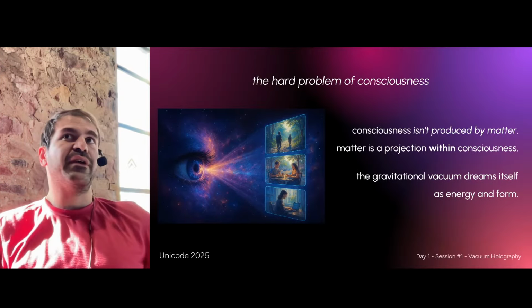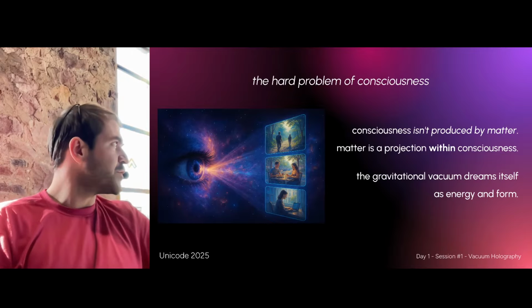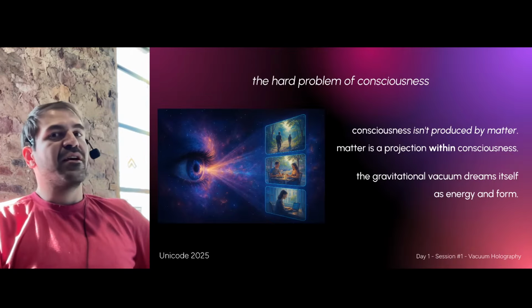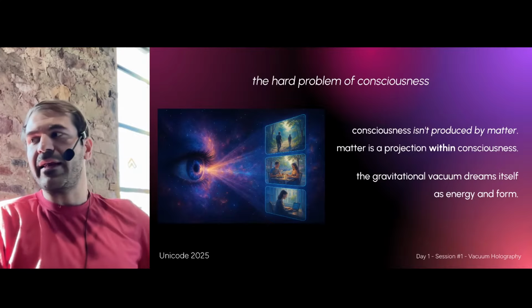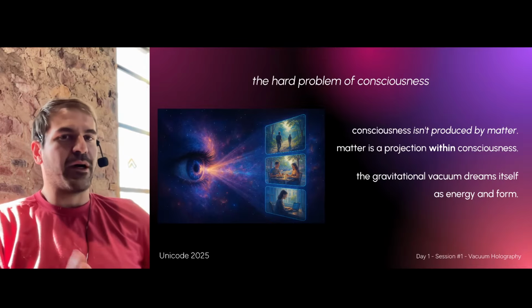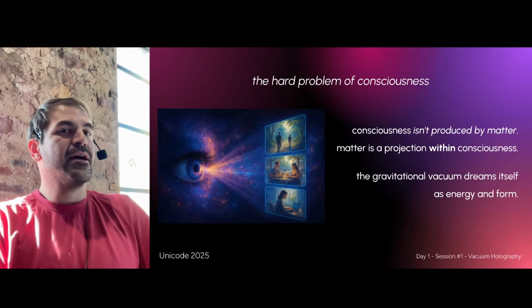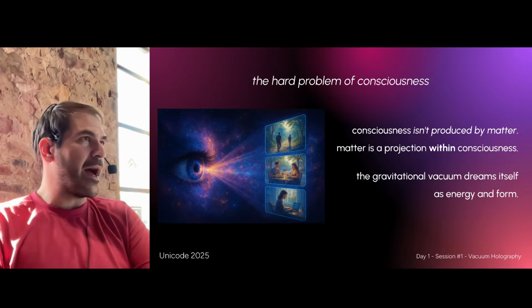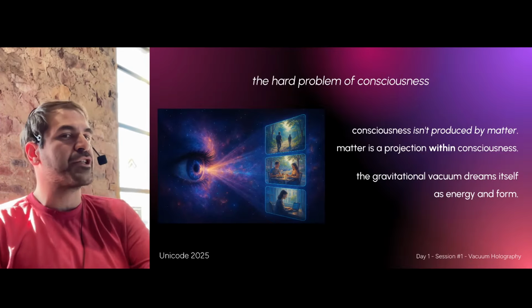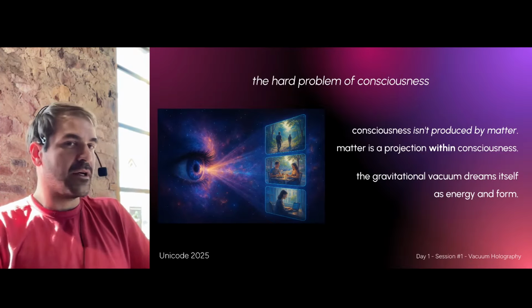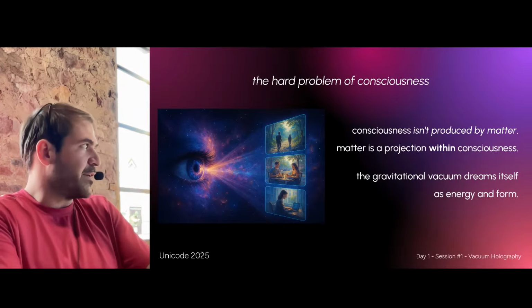And this is how you would then propose a solution to the hard problem of consciousness. Because the thing is that we're framing it in the wrong way, and this has been talked about a tremendous amount, but you can't frame it by saying that consciousness is emergent of matter. It's not emergent of matter. It's not produced by matter. Matter is a projection within consciousness, and the gravitational vacuum is dreaming itself as energy and form.